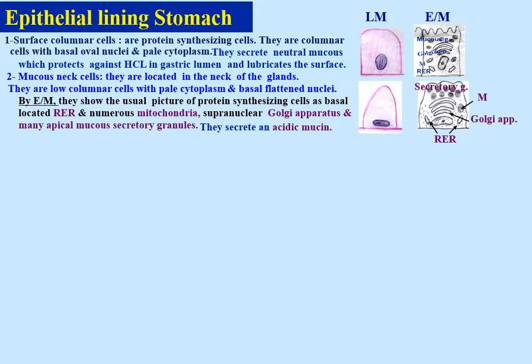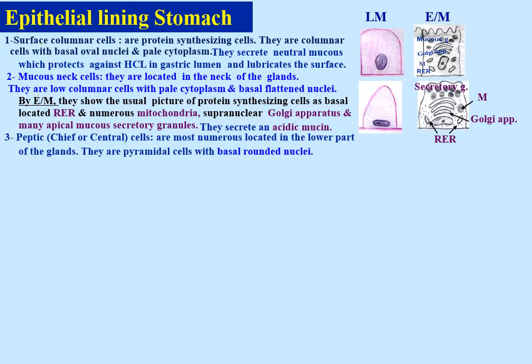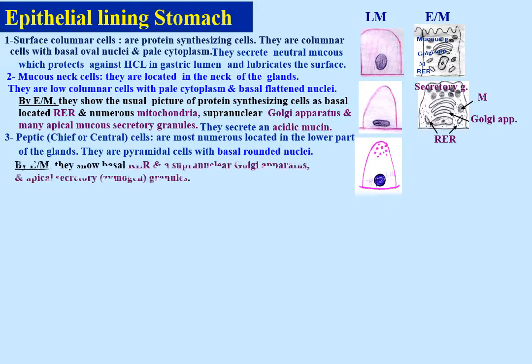Peptic cells, also called chief or central cells. They are the most numerous, located in the lower part of the glands. They are pyramidal cells with basal rounded nuclei. By electron microscope, they show the usual picture of protein secreting cells with secretory zymogen granules. They secrete pepsinogen and renin.